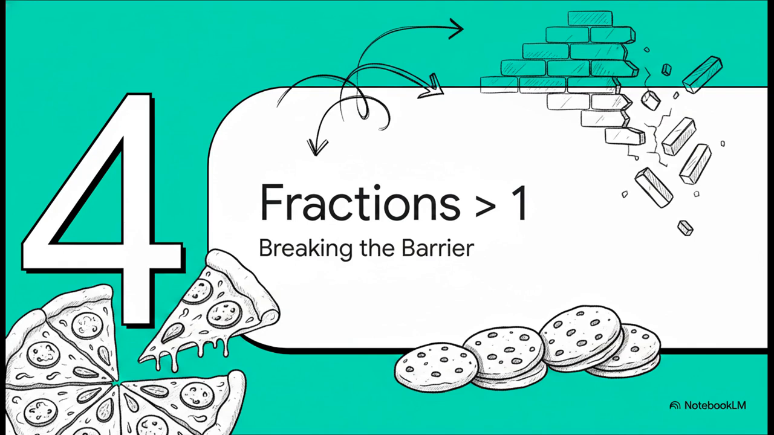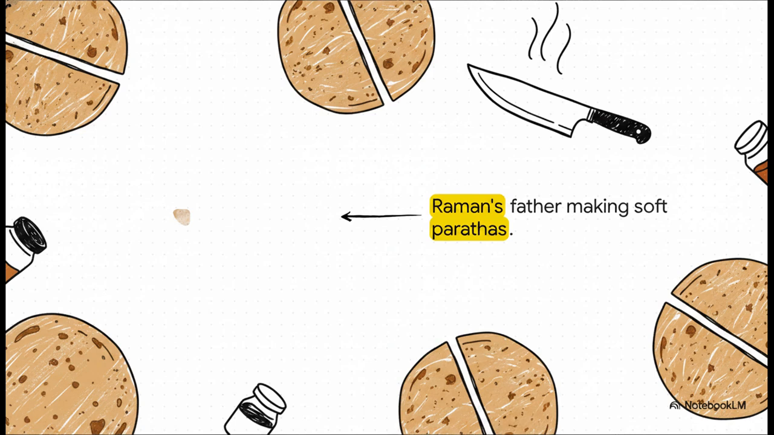Section 4, fractions greater than 1. Breaking the barrier. Up until now, we've only been talking about parts of a single whole. But what happens when we're really hungry and we outgrow that single whole? To ground this abstract math back into mouth-watering reality, let's step back into the kitchen. Raman's father is making these incredibly nice, soft parathas for a family dinner. And before he serves them, he cuts every single paratha right down the middle, perfectly into halves.